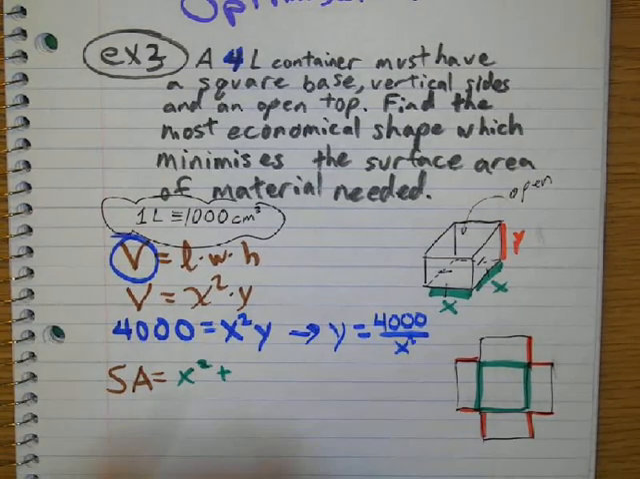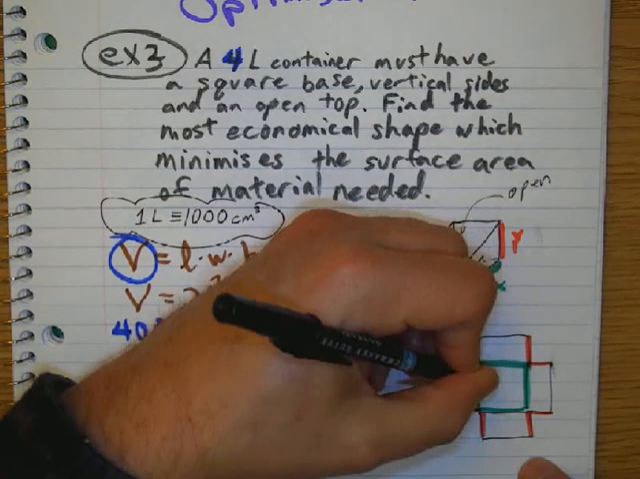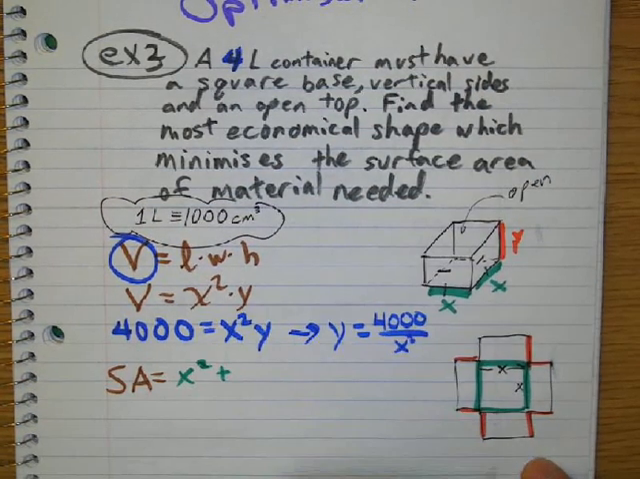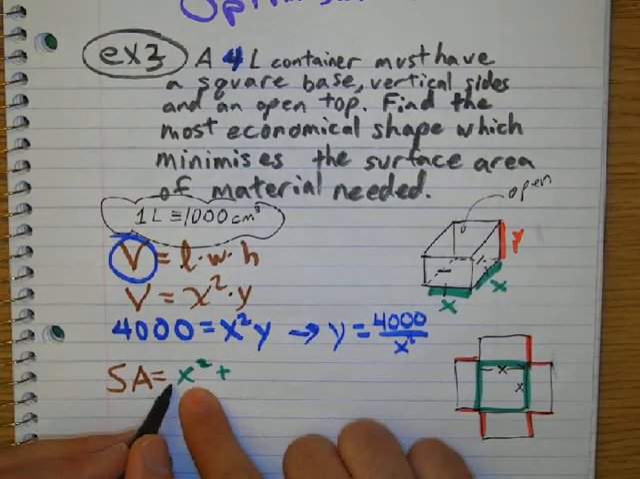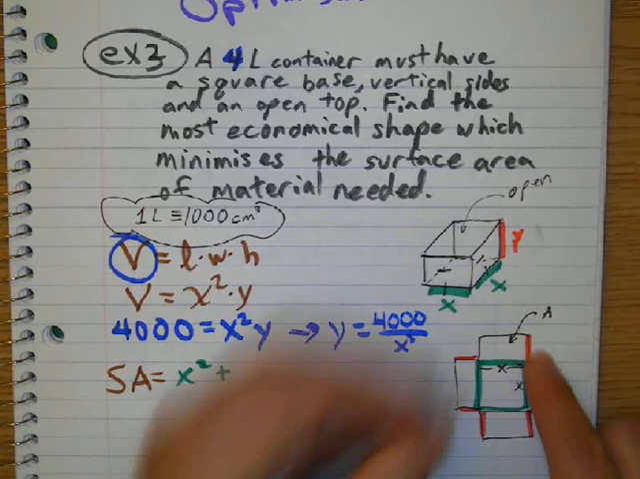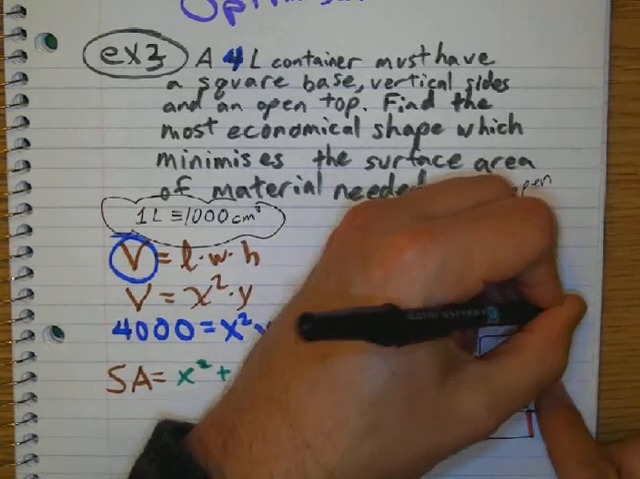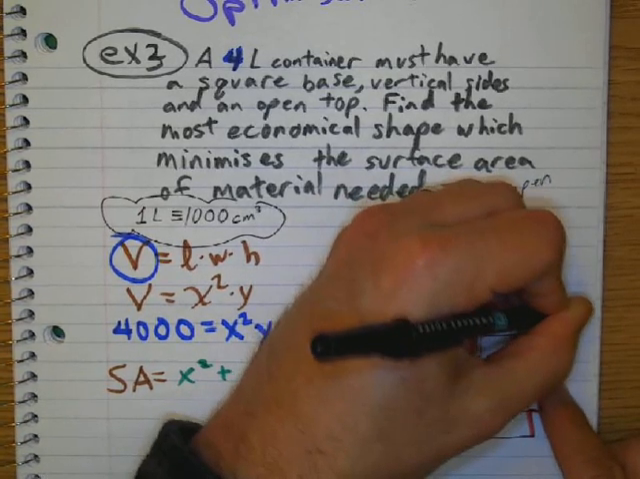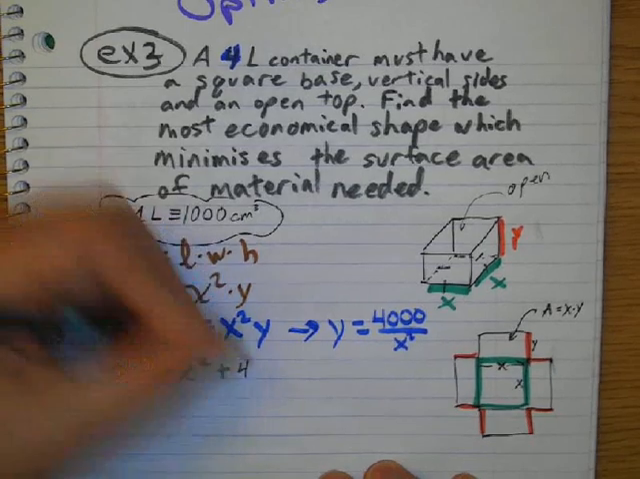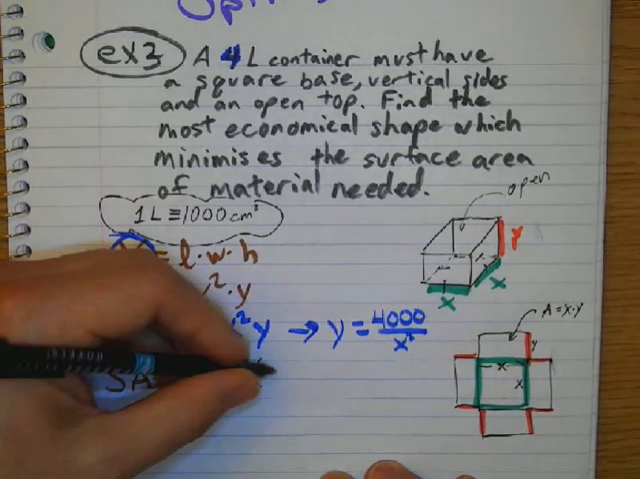because this is x times x, right? x times x gives me this x squared. And then the area here is x times y. And how many of these rectangles do I have? 4, right? So 4 times x, y.